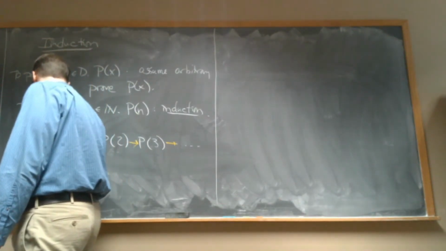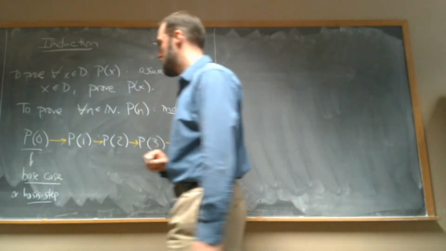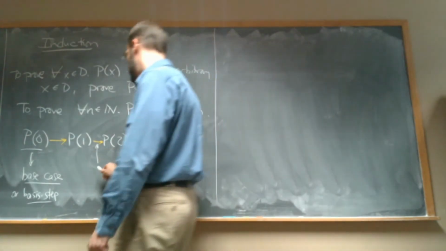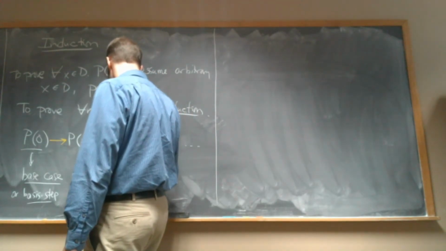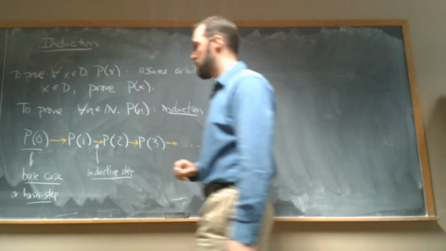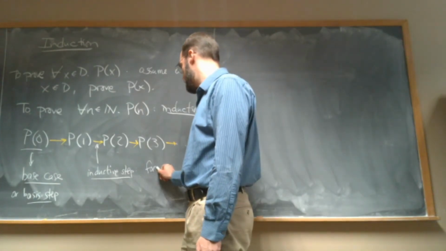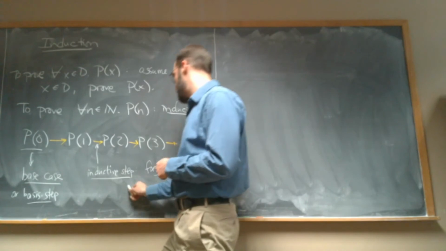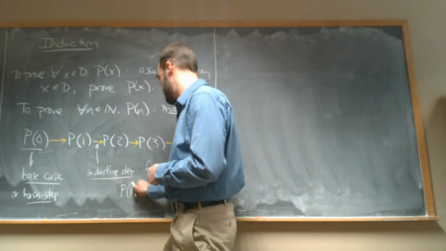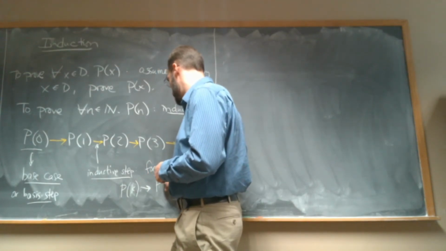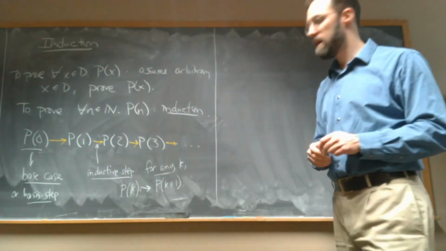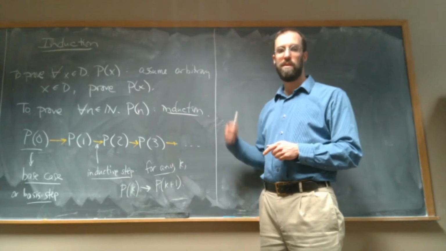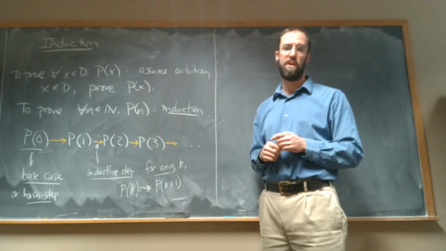And then these yellow arrows here correspond to what's called the inductive step. For the inductive step, I want to prove that for any k, P of k is going to imply P of k plus 1. So no matter what k is, if P of k is true, then P of k plus 1 is also going to be true. And then, of course, that will imply that P of k plus 2 is true, and so on. And then we conclude that this proposition will be true for all natural numbers.